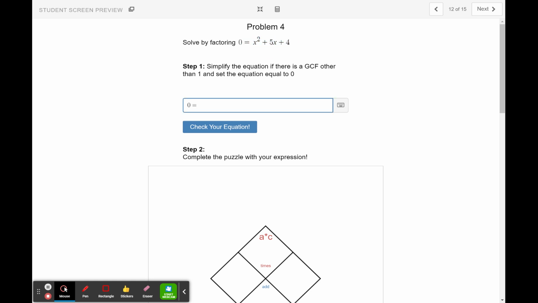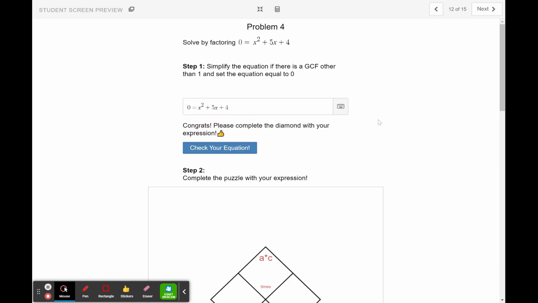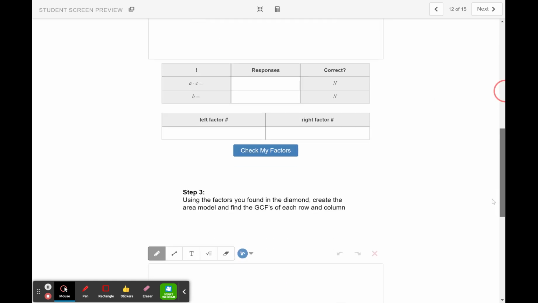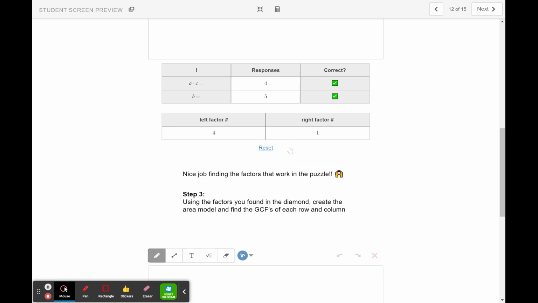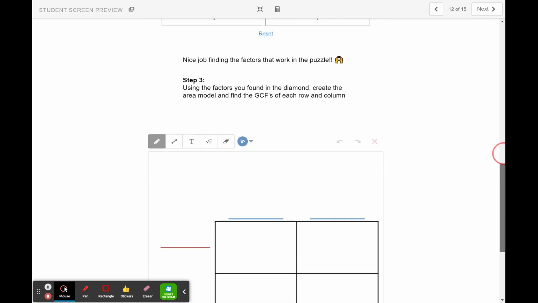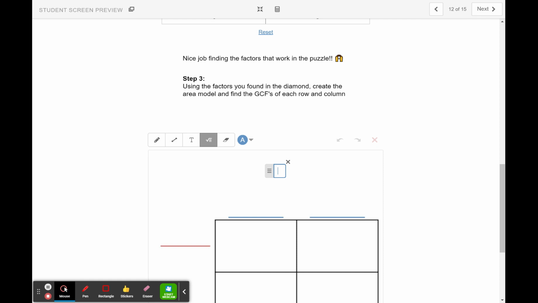GCF of x squared plus 5x plus 4, just a 1. 1 times 4 is 4. Our b value is 5. It's going to be 4 times 1. 4 times 1 is 4. Add them together, gets you 5. So that gets us our 4x and our 1x. First term, first box. Last term, last box.